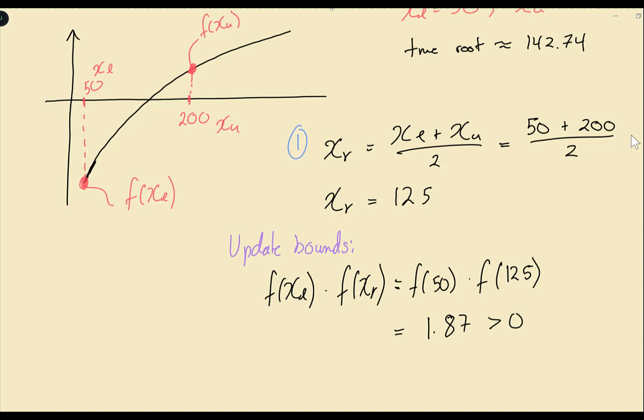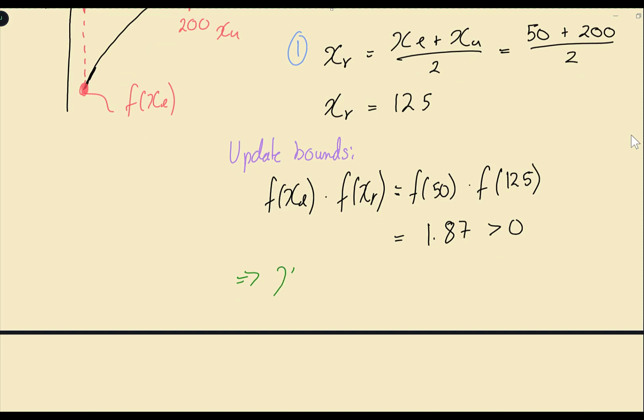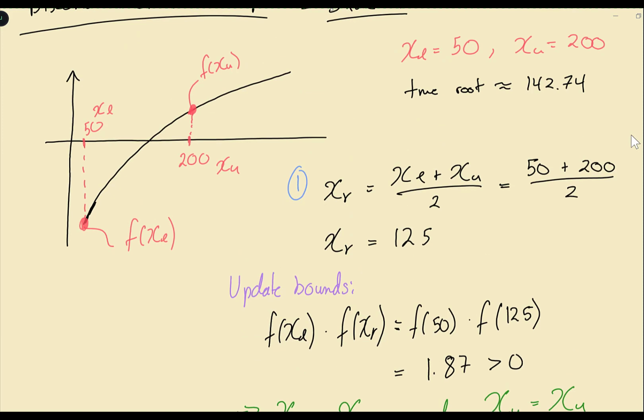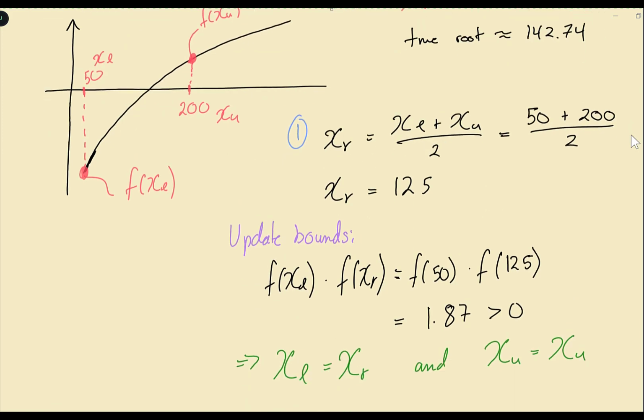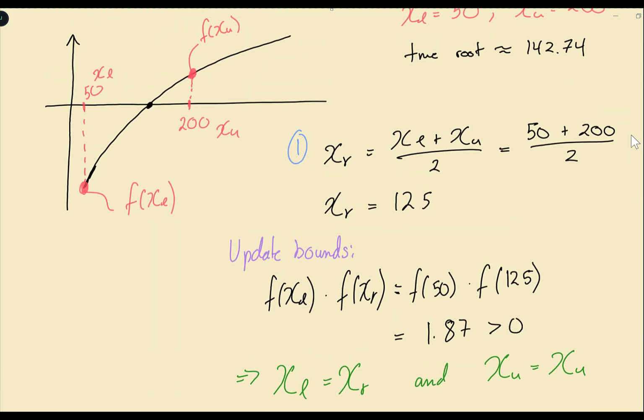So what should we do if it's greater than 0? It means the lower XL and XR are on the same side. So I want to update my lower to be this new XR because the upper is on the other side and should not be changed. So XL is now going to be equal to XR, and then XU is going to remain. So we have 200 here, and we have 50 here, and the root is around 142, so this value of f of 125, or XR, is probably going to be somewhere here.